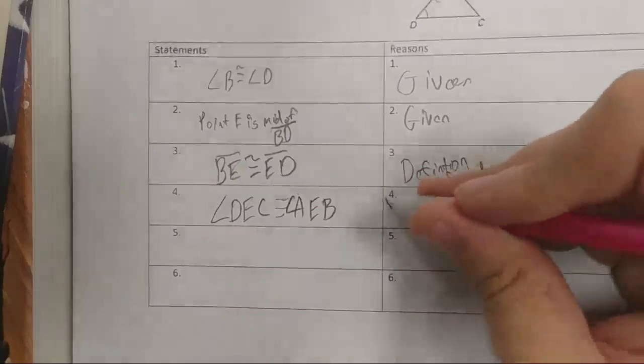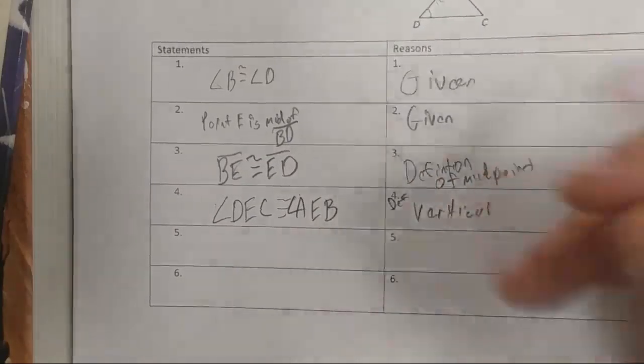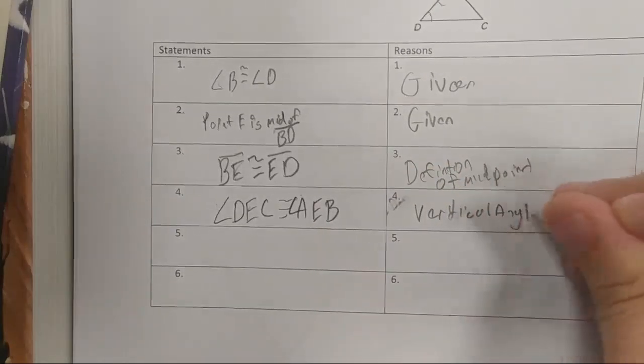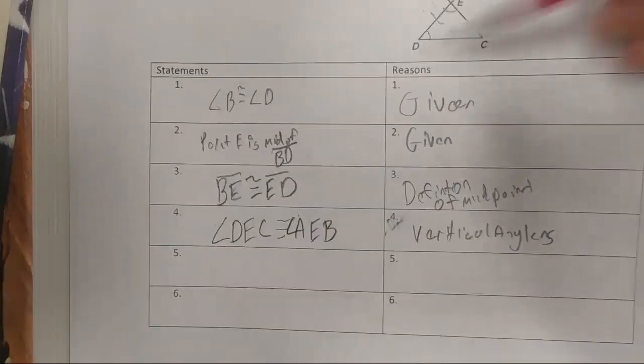Definition of vertical angles. Oops, definition. Is it definition? I forget what it is. Vertical angle congruence. But let's just do vertical angles. If you wrote that in the midterm, I have to give you credit now. So we know that these angles are equal.